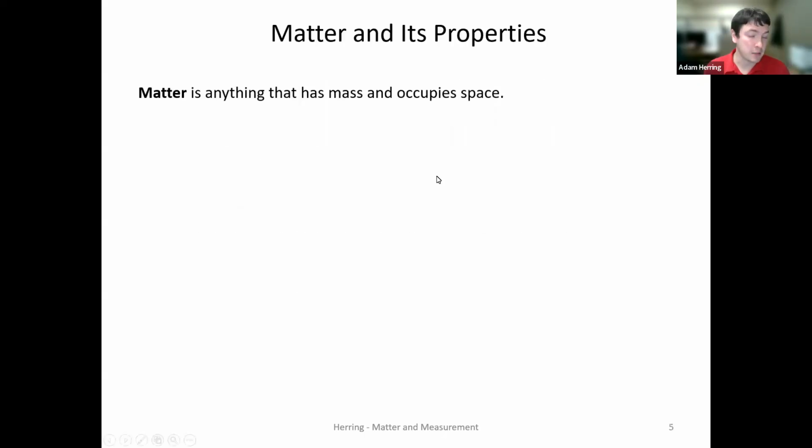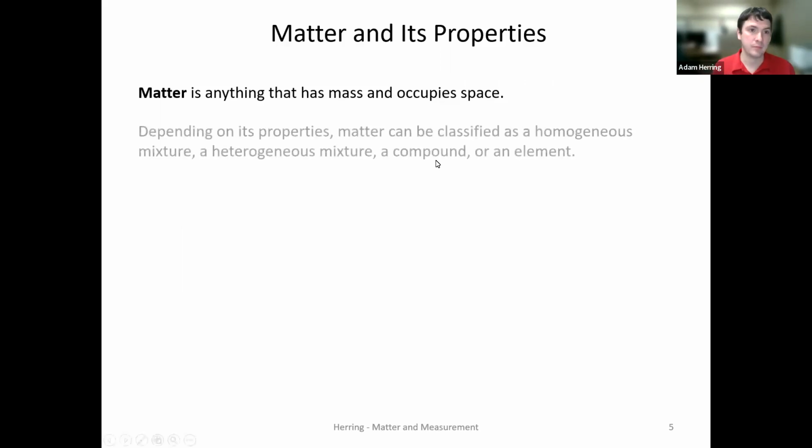So what is matter? Matter is anything that has mass or occupies space. And depending on the properties of matter, it can be classified as a homogeneous mixture, a heterogeneous mixture, or a compound or an element.